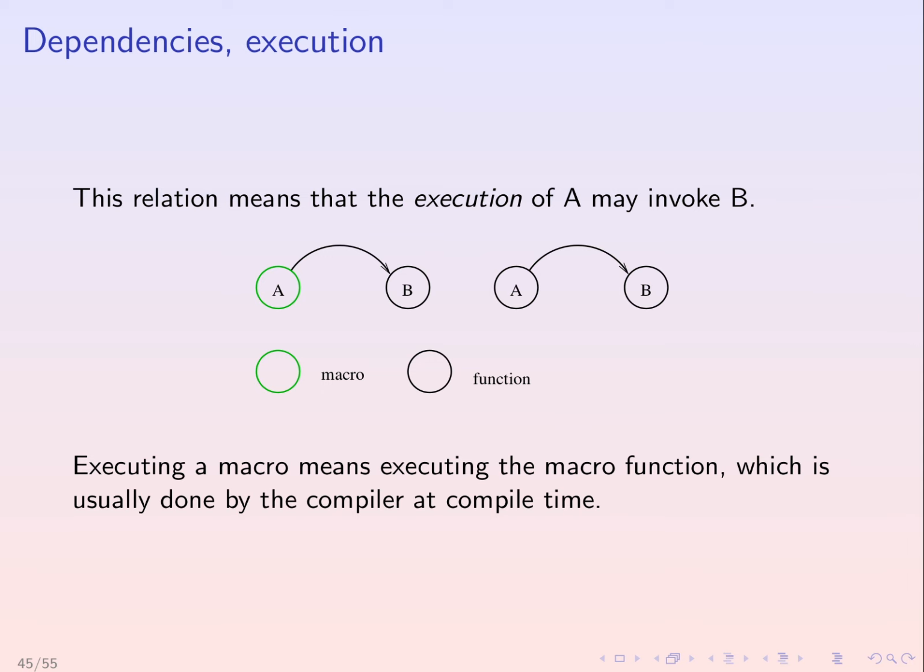We have execution dependencies that I illustrate with a black arrow. And so the green circle here is a macro, and the black circle is a function. So this black arrow means that the execution of A might invoke B. And by executing a macro, I mean executing the macro function. And that's typically done by the compiler at compile time. So there are two possibilities. We can either have a macro that when it executes needs to call a function, or we can have a function that when it executes needs to call another function.